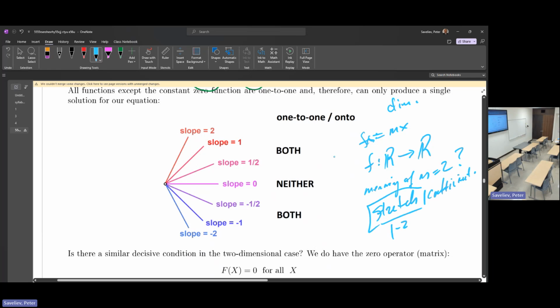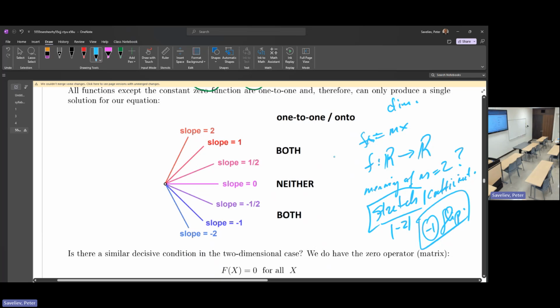Ideally, negative 2, by the way, is also a stretch coefficient of 2, so negative, and we also know what negative means. Negative anything means a flip. Okay, so these are two things that we can detect from the slope. Very, very transparent what it means.